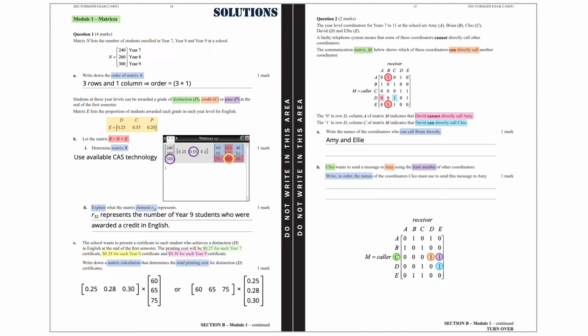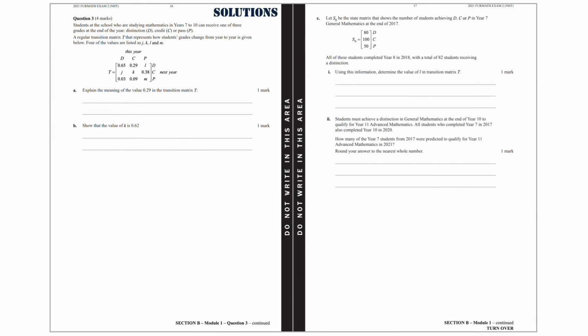Then if we have Cleo to David and David to Ellie, that just adds an extra coordinator between Cleo and Ellie. So we have to follow Cleo, Ellie, and then Ellie can call Brian and Cleo directly. So we are interested in the one that goes towards Brian. And then Brian can call Amy directly. So the sequence is going to be Cleo, Ellie, Brian, and Amy. Question 3.